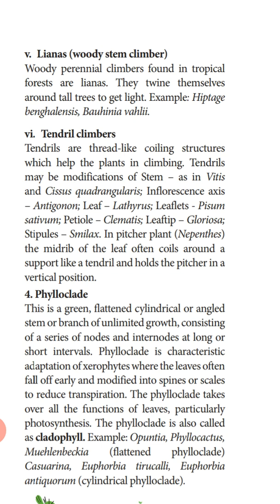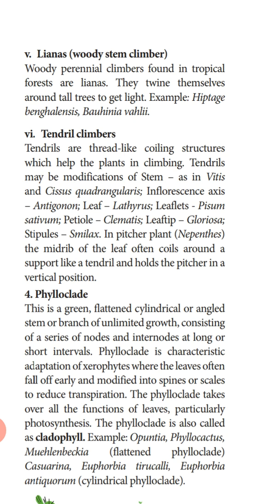Tendrils may be a modification of the stem, as in Vitis and Cissus quadrangularis. Vitis means the grape. In the grape you can find that tendrils are there. Cissus quadrangularis, that is the pirandai plant, also you can find in the nodal region. There are tendrils present there, which help the plant to climb on the support. Inflorescence axis in Antigonon. Leaf is modified into tendril in Lathyrus. Leaflet in Pisum sativum. Petiole. Petiole is the stalk of the leaf. The stalk of the leaf is modified in Clematis.